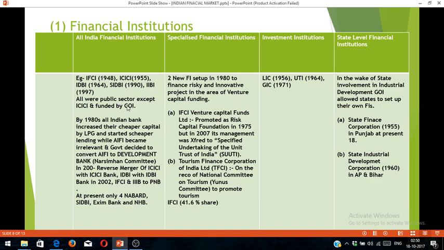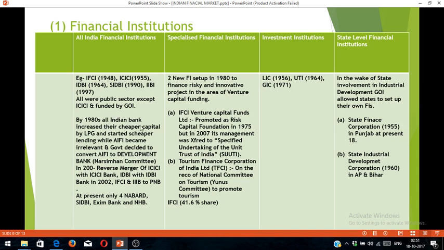Just after independence, when the Government of India reformed its economic policy and started focusing on industrialization and development of infrastructure in the country for generation of more employment, what did they plan? They were in urgent need of funds. But who would provide such a big fund? For that purpose, the government set up All India financial institutions under different names, like IFCI in 1948, ICICI in 1955, IDBI in 1964, SIDBI in 1990, and IIBI in 1997.